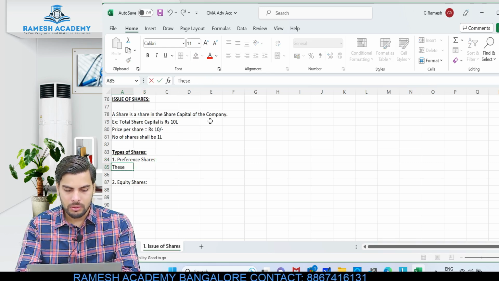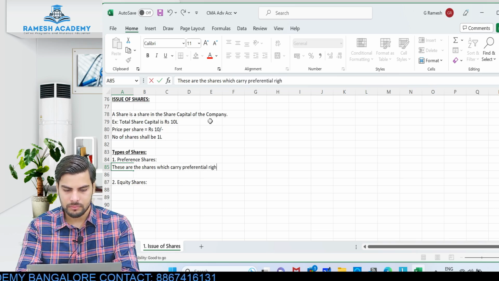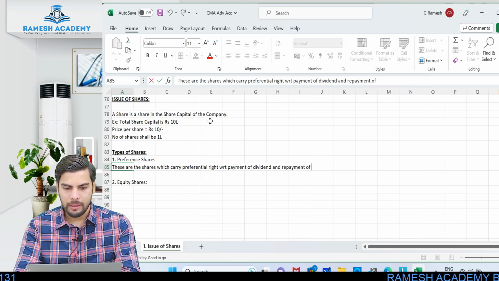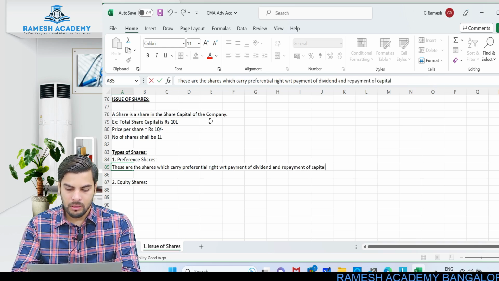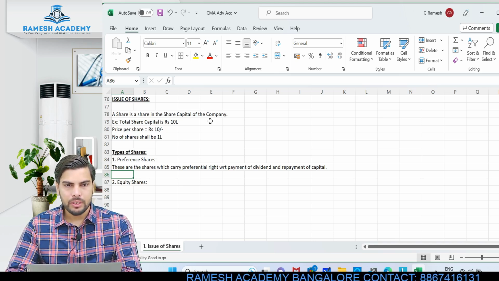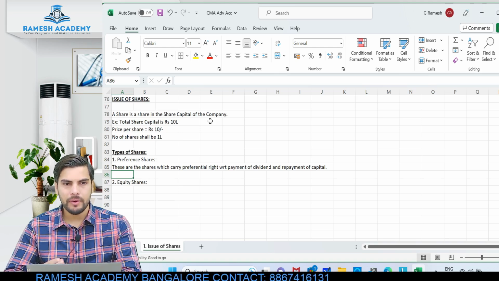So these are the shares which carry preferential right with respect to payment of dividend and repayment of capital. These particular shareholders will have preference. Whenever the company wants to pay the dividend, initially it will pay the dividend to the preference shareholders, and only at the end will it make the payment to the equity shareholders. So here the company gives some kind of preference to these shareholders with respect to payment of dividend and repayment of capital.